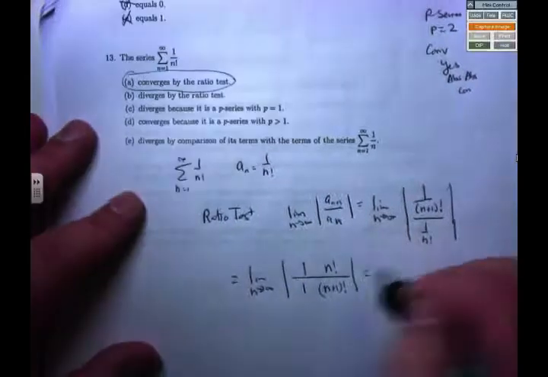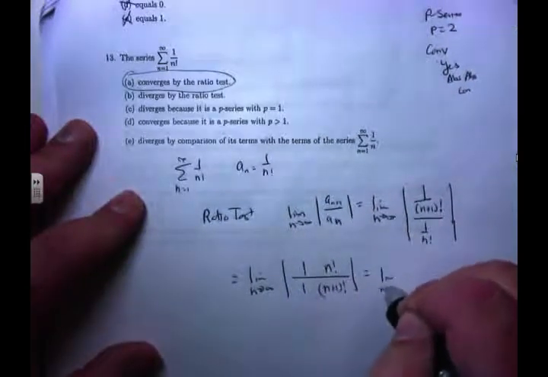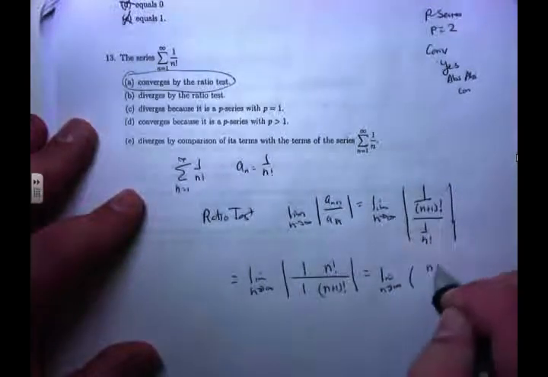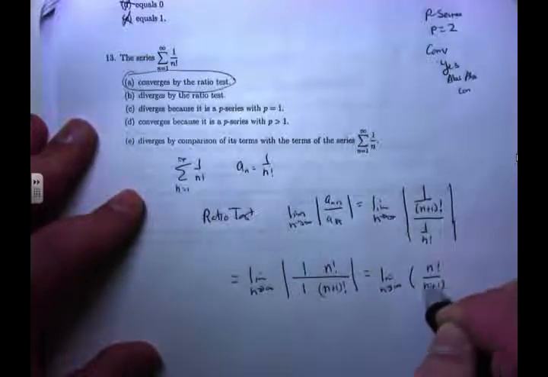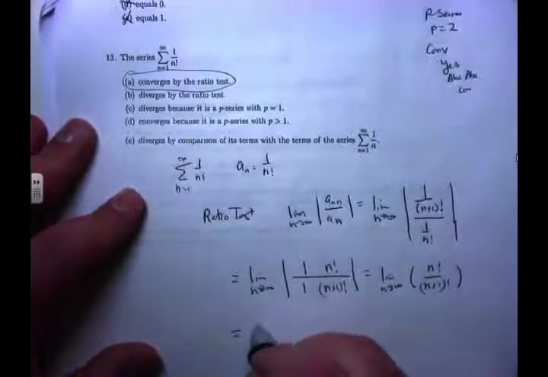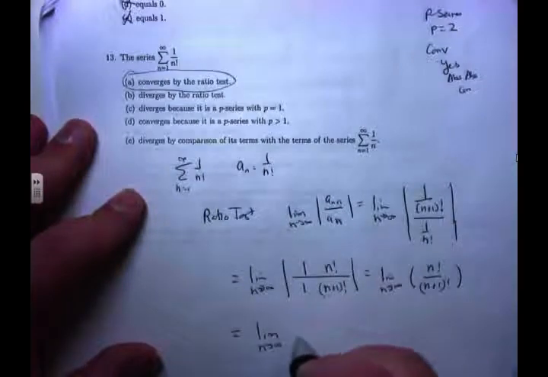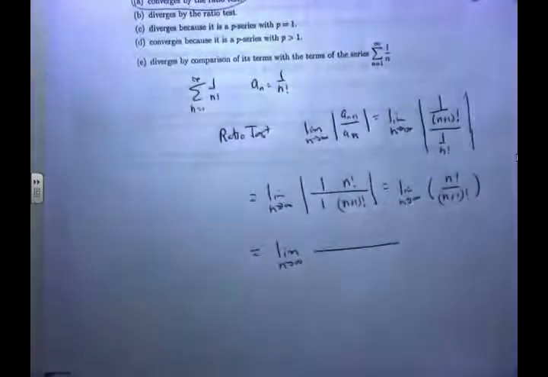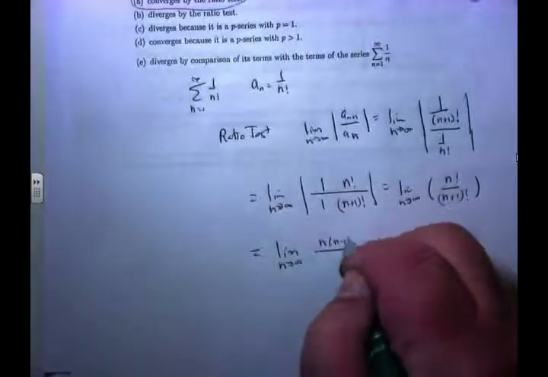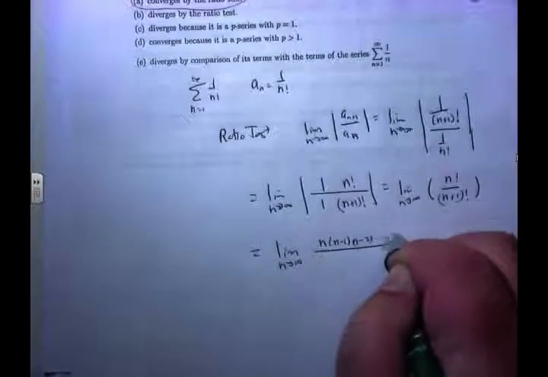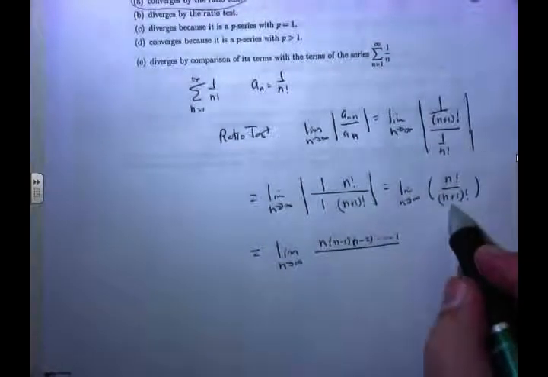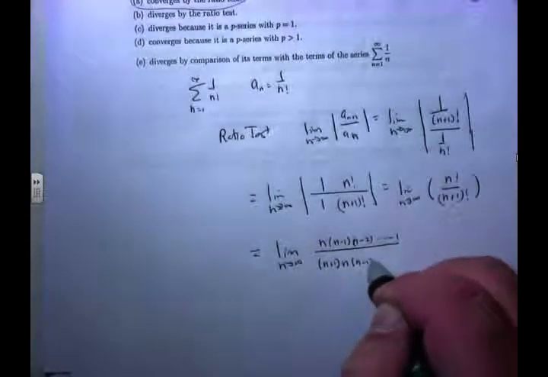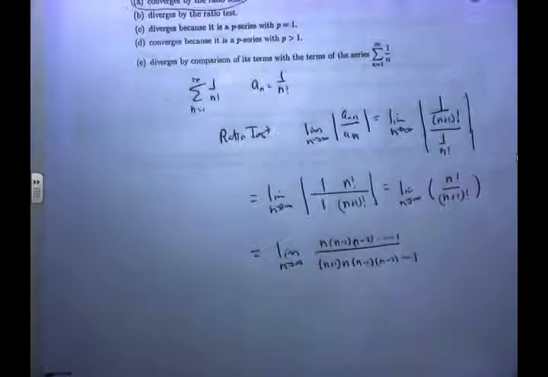Okay? So this is equal to the limit as n approaches infinity. Absolute value only kills off negative stuff. We don't have any. So this is pretty much n factorial over (n+1) factorial. Again, just to practice with you guys, what is the definition of n factorial? n times (n-1) times (n-2), yada, yada, yada, all the way down to 1. What is the definition of (n+1) factorial? That's (n+1) times n times (n-1) times (n-2), all the way down to 1.